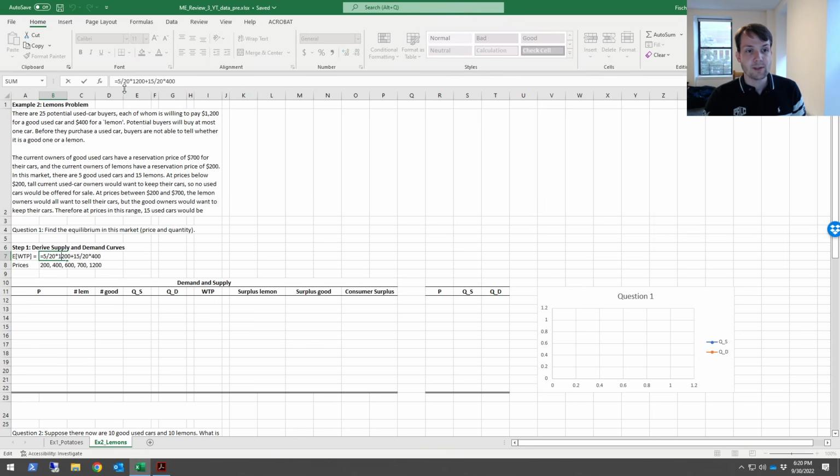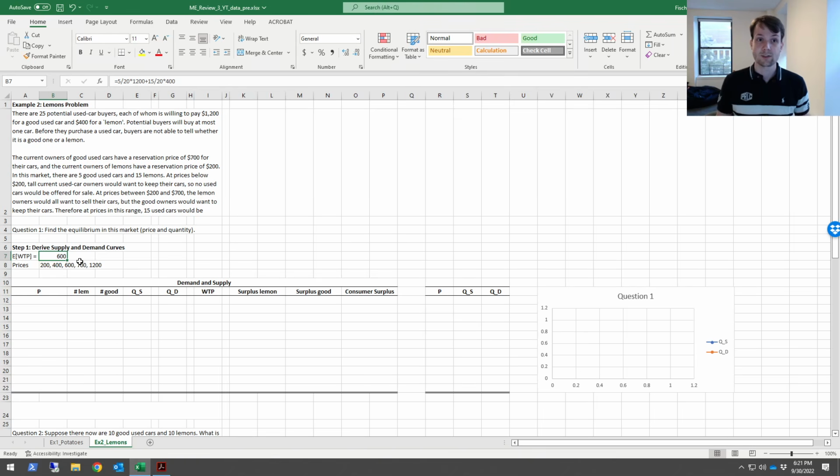How do we compute this? Well, we know there's 20 cars in the market in total, 5 of which are good. So 5 out of 20 are good, and we're willing to pay $1,200 for them. And there are 15 cars out of 20 that are poor, and we're willing to pay $400. So the expected willingness to pay, if everything was to be sold, would be $600, since we cannot distinguish between the good and the bad.